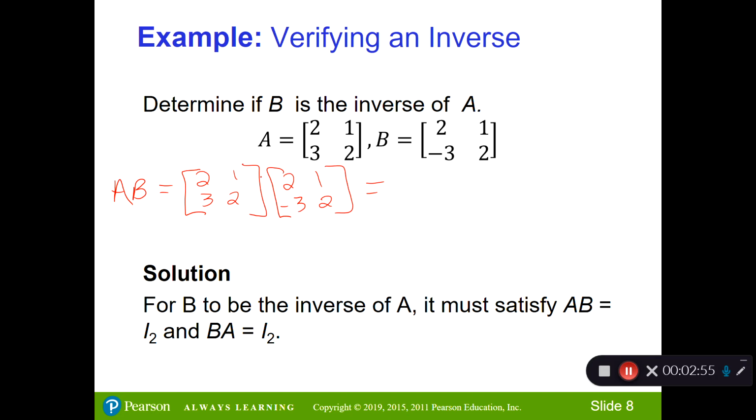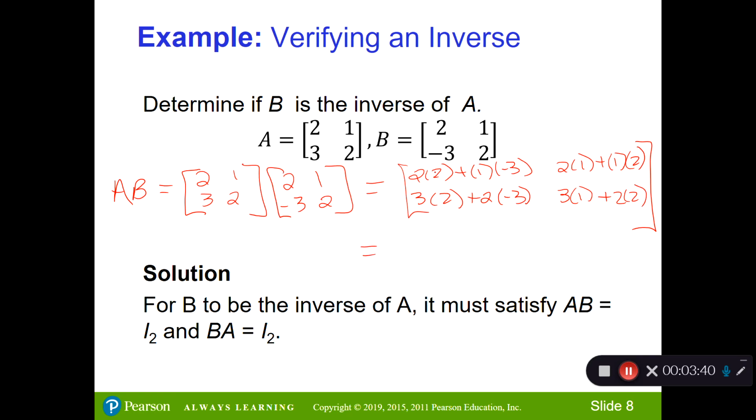I'm going to multiply this first row times the first column there. So 2 times 2 plus 1 times negative 3. In my second space, I'm multiplying the first row times the second column, 2 times 1, 1 times 2. And then the second row times the first column, 3 times 2, plus 2 times negative 3. And then the second row times the last column, 3 times 1, plus 2 times 2.